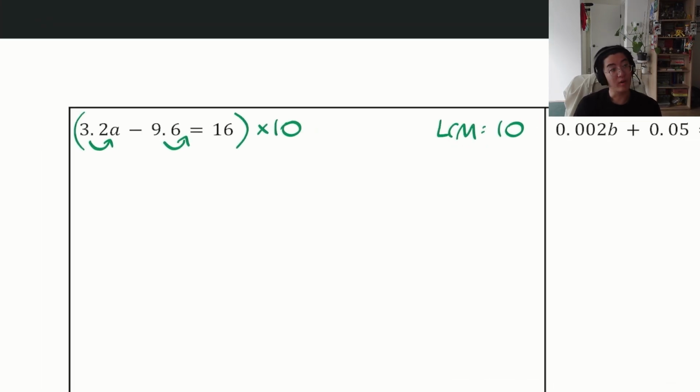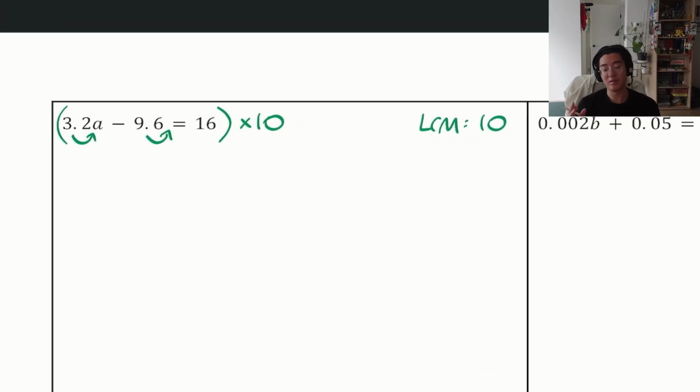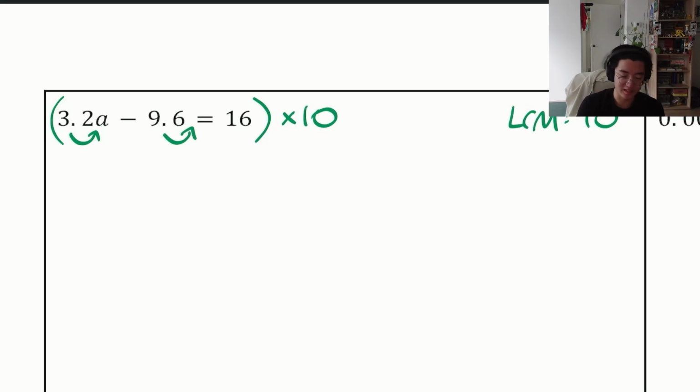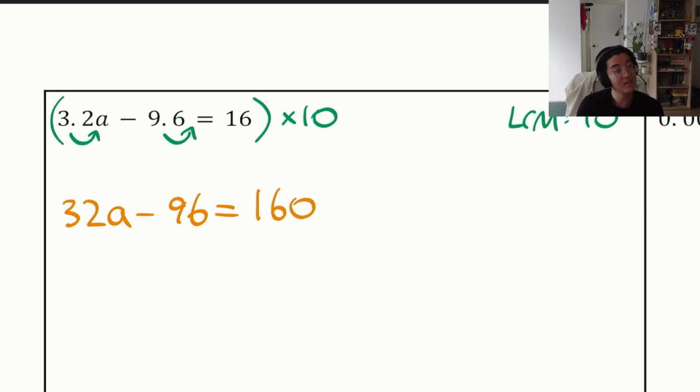Because remember, whenever we multiply by a place value, by 10, by 100, we're just moving that many decimal places. So 3.2 times 10 is 32. We move 1 decimal place. 9.6 becomes 96. 16 becomes 160. From there, business as usual.